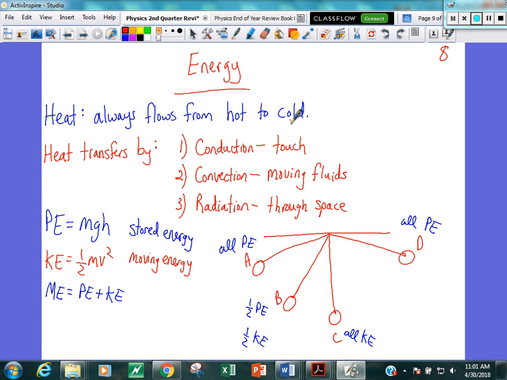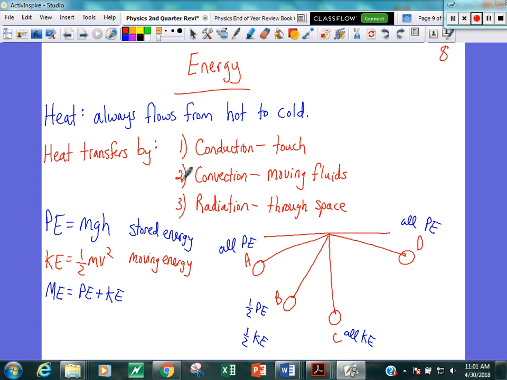Well, it can be transferred between two objects one of three ways. So heat transfers by either, number one, conduction. Conduction is where you actually physically touch the other object and there's a transfer of heat between those objects. So if they're touching, that is called conduction. So if you touch the hot stove, that heat is going from the stove into your hand by conduction.